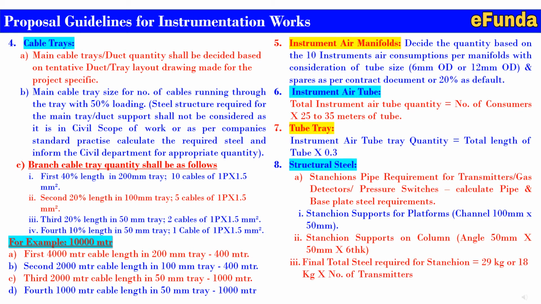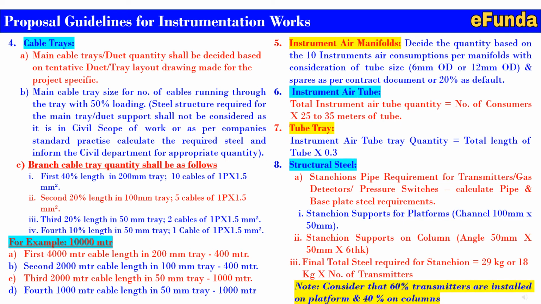Third, the final total steel required for the stanchion is approximately 29 kg, or 18 kg into the number of transmitters. Note that for this consideration of the steel quantity, consider that 60% of transmitters are installed on the platform with the help of base plate and stanchion, and the remaining 40% on columns. This is how one can cover the different types of installation where the steel requirement differs, so that you can capture the required steel as a best BOQ.